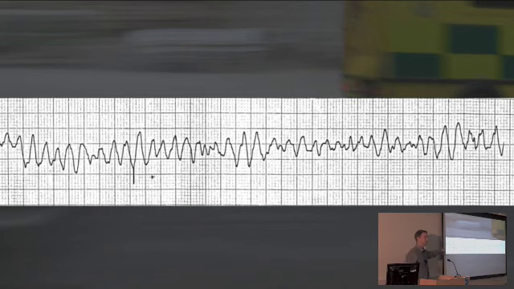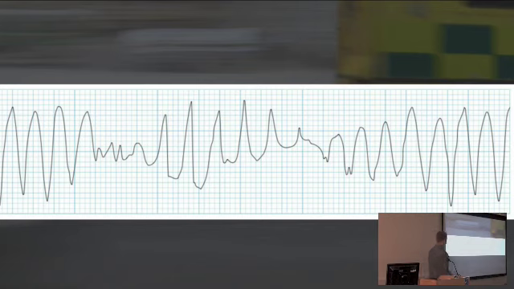So this is VF. If you only know one ECG rhythm, this is probably the ECG rhythm to know. Completely chaotic VF. If you see that, well, your patient ought to be dead, and you ought to be starting CPR and getting them defibrillated as soon as possible. It's totally chaotic, no pattern to it whatsoever.